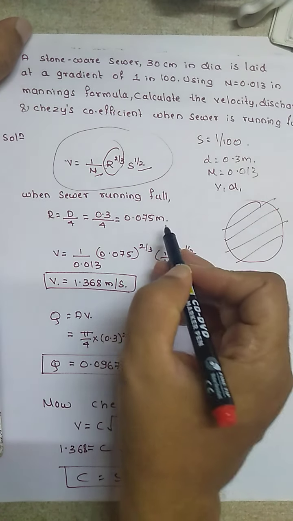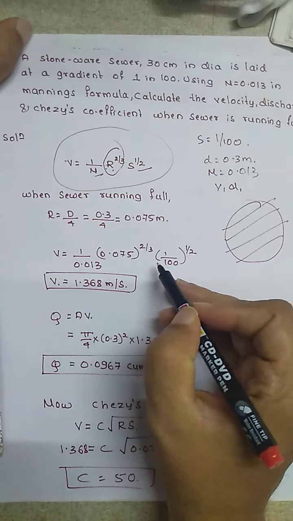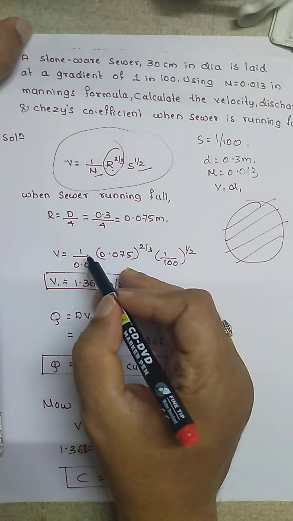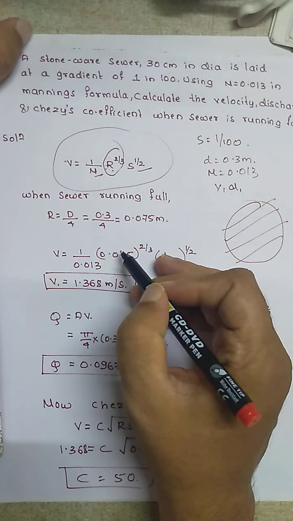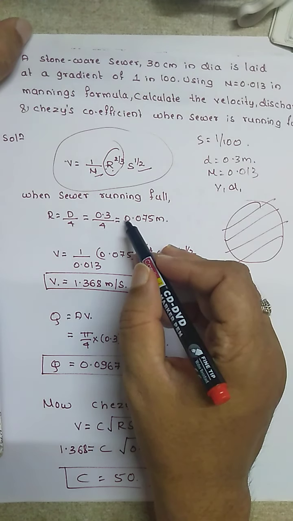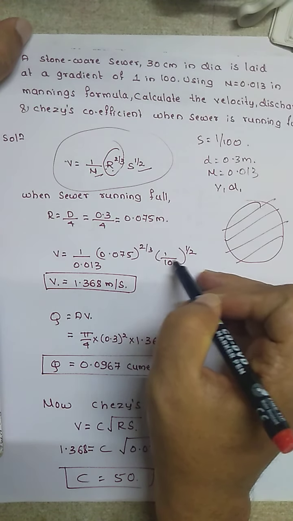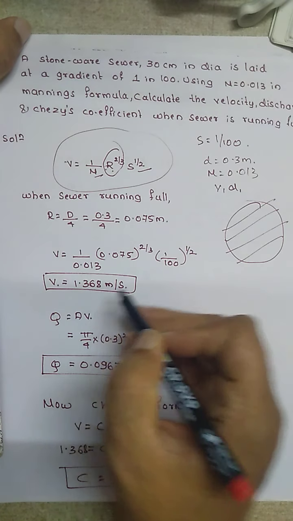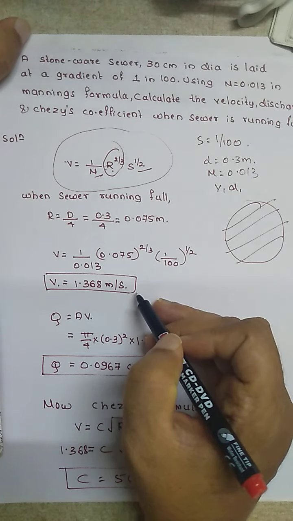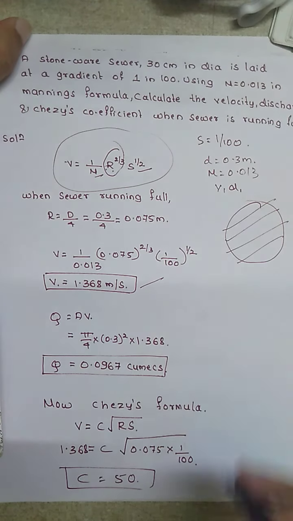After determining R, we determine V. So how to determine V? V is equal to 1 divided by 0.013 into 0.075, that is R, raised to 2 by 3, into 1 by 100 raised to 1 by 2. So V is equal to 1.368 meter per second.